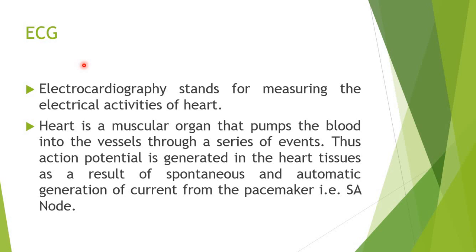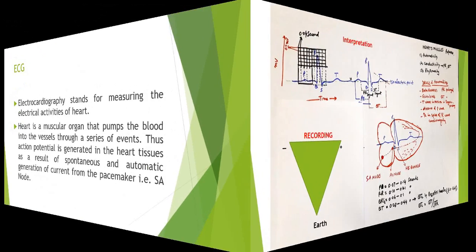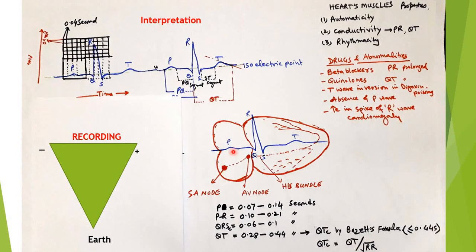The heart is a muscular organ that pumps blood into the vessels under an action potential that is generated in the heart. You are quite familiar that heart muscles are specialized muscles, and there is a pacemaker called the SA node. It is the SA node that carries automaticity, and then conductivity is there as well as rhythmicity. So these are the three key characteristics of the heart muscles.